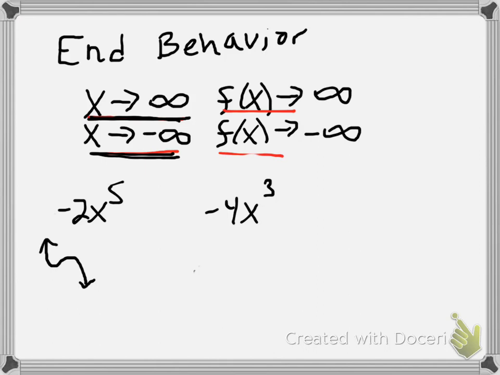So something like this, as it goes to the right forever, it's going to go to negative infinity because it's going down. And as it goes to the left forever, it's going to go up. So that's going to be positive infinity.